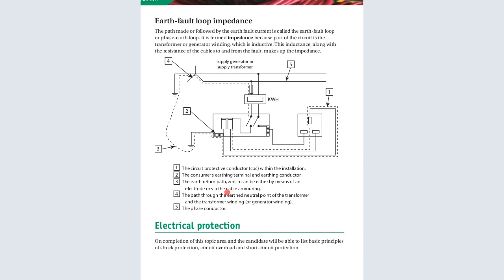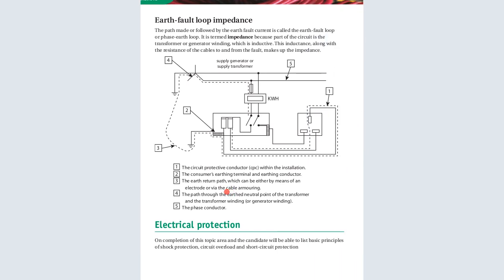Earth fault loop impedance. Now the path made or followed by the earth fault current is called the earth fault loop or phase earth loop. It is termed impedance because part of the circuit is the transformer or generator winding, which is inductive. So this inductance, along with the resistance of the cables to and from the fault, makes up the impedance. So the supply generator or the supply transformer, you can see it here.